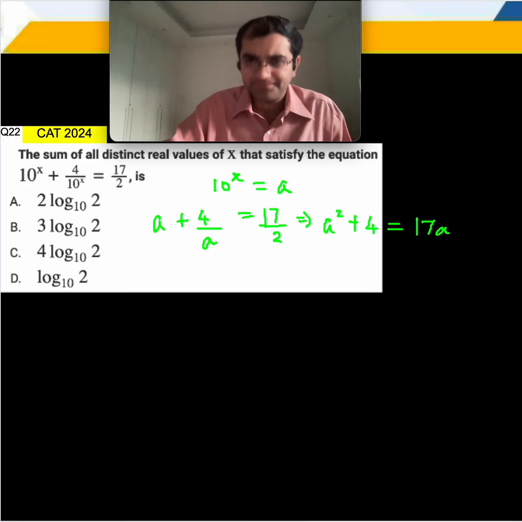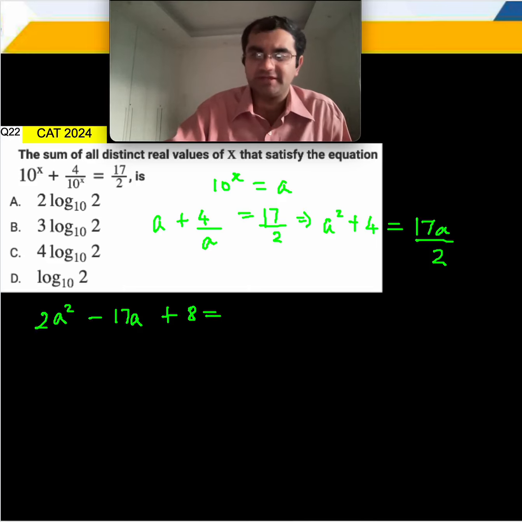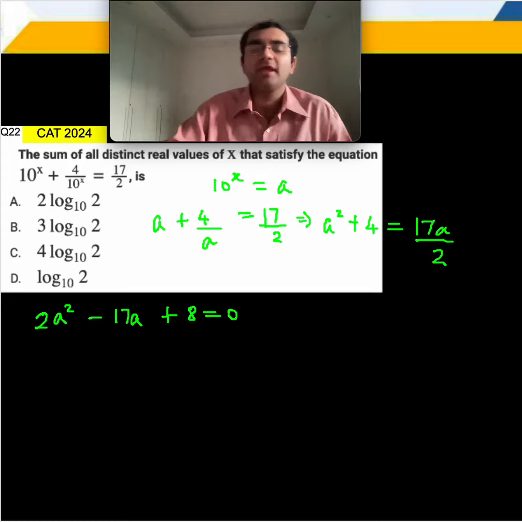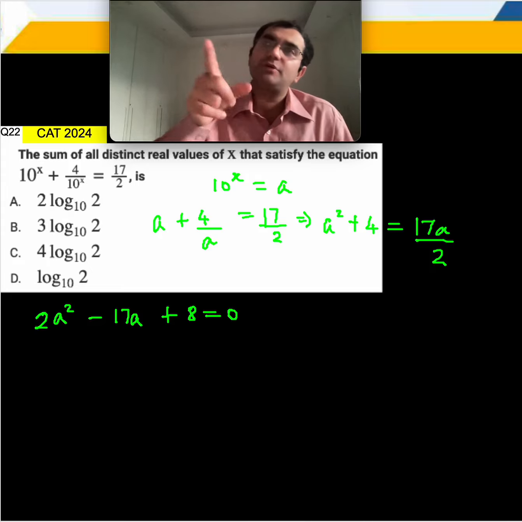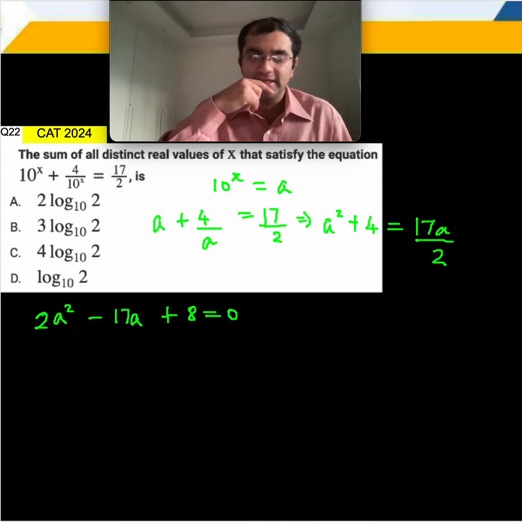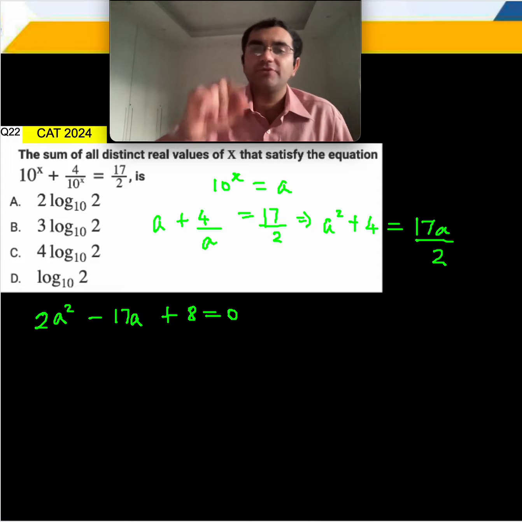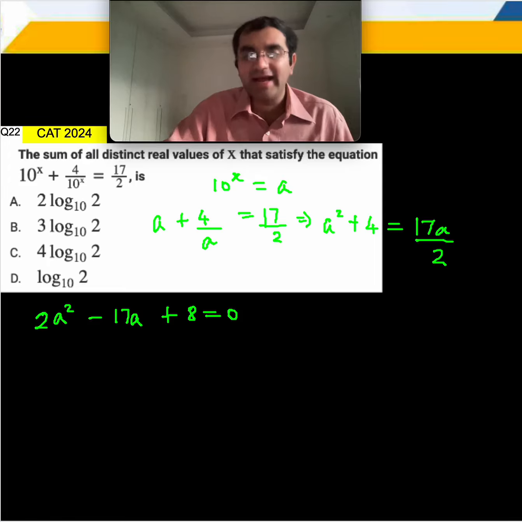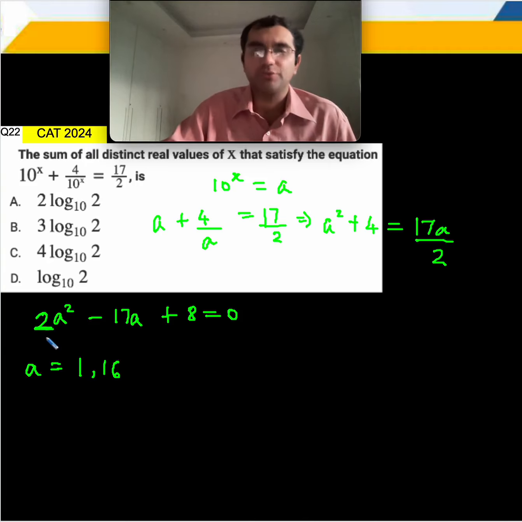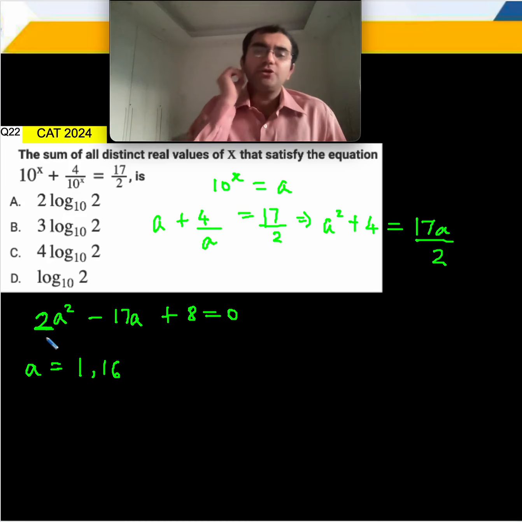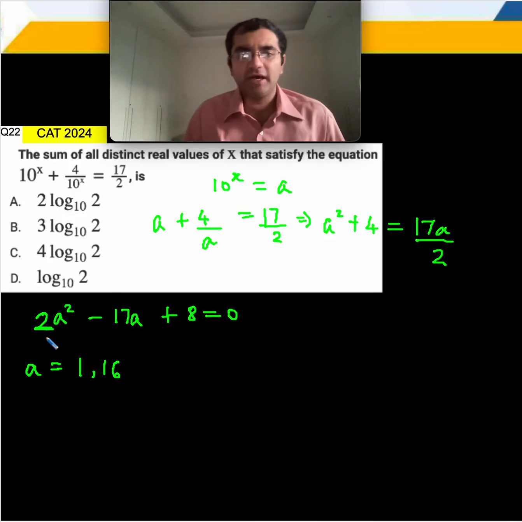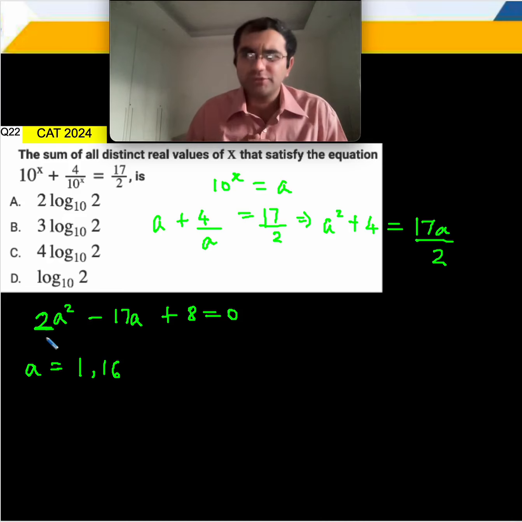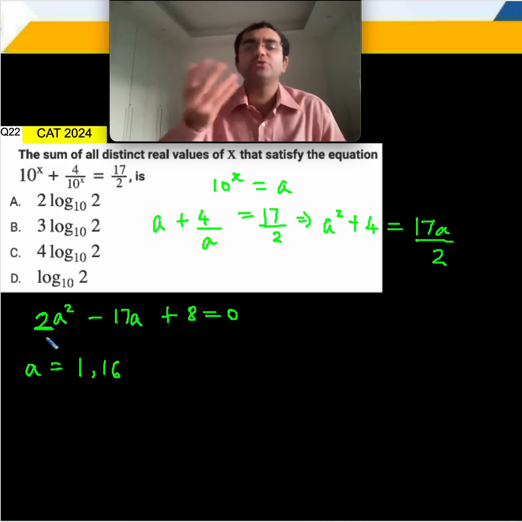Take LCM, 17a upon 2, cross multiply, 2 gets cross multiplied: 2a square minus 17a plus 4 into 2, 8, is equal to 0. What are its roots? Sum is 17, product is c into a, 16. So 17 and 16 means the values are 1 and 16, but in the last step you have to divide by the coefficient of a square, that is 2. Either you understand what I am saying about how to calculate these roots, or you can use the formula or use factorization to find the roots.